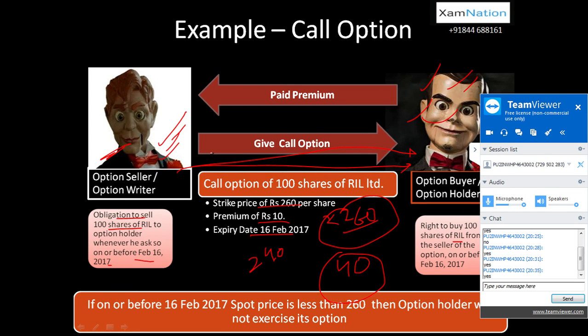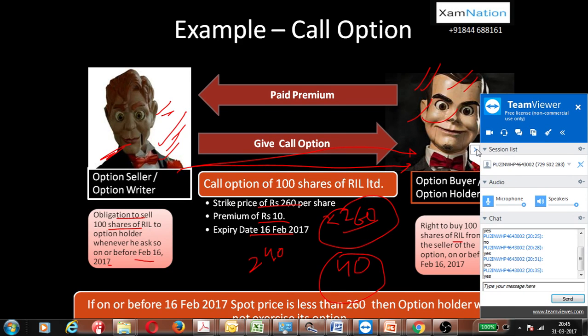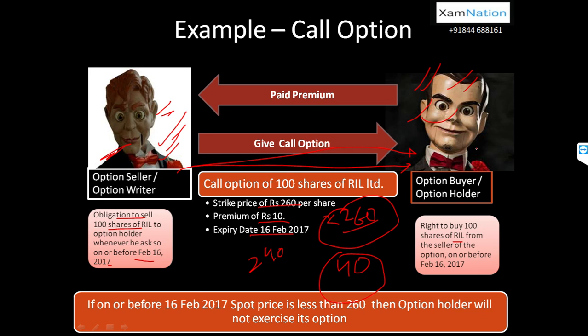In a forward or future, he would be at a profit in that case, but this person will not be in any profit in this case, because he will not exercise his option to buy if the price is less than 260. Got it? Okay, now the same thing: if you have this understanding, then things become very easy.